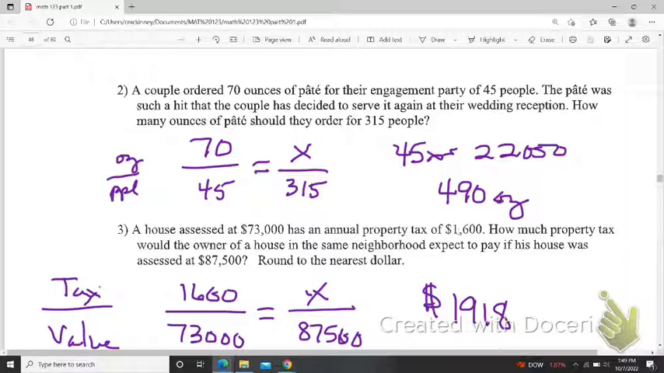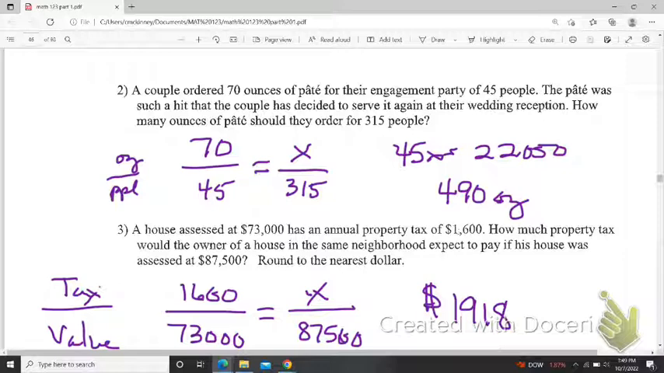It should be more than the $1,600 because this house is worth $87,500. The other one was only $73,000. But it should not be a crazy amount more. It's not like double or anything. So you should have a good frame of reference of like, does this kind of feel right?